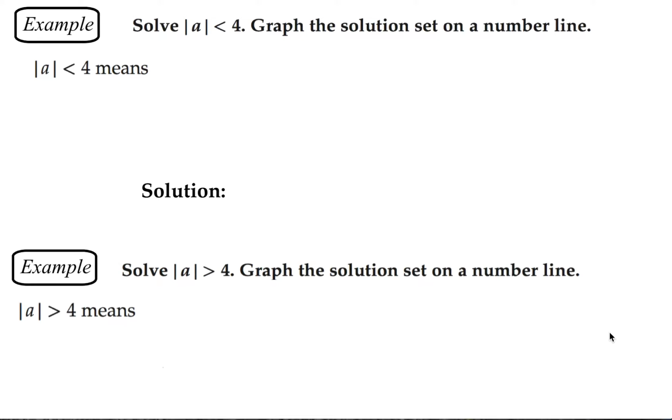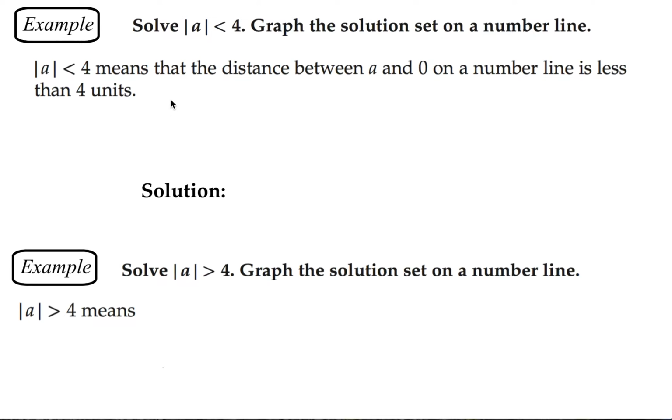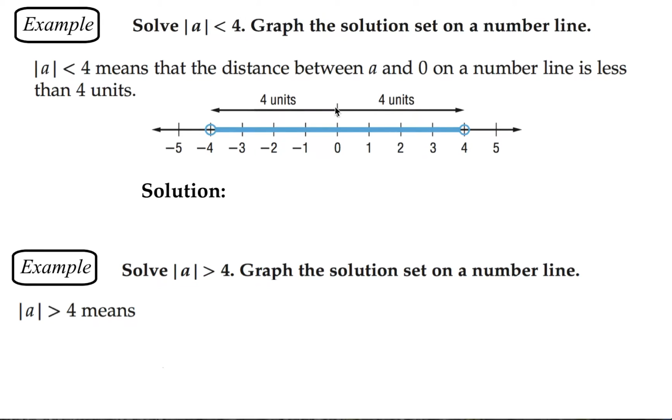I'm going to start out very basic and show you the difference between the absolute value less than 4 and the absolute value greater than 4. So here we go. We want to solve it and graph the solution. If the absolute value is less than 4, that means that the distance between A and 0 on the number line is less than 4 units. So that's going to be a conjunction. Less than 4 units is everything from 0 to 4 in both directions. So that's the intersection of those two things. So we could say that A is less than 4 and A is greater than negative 4.